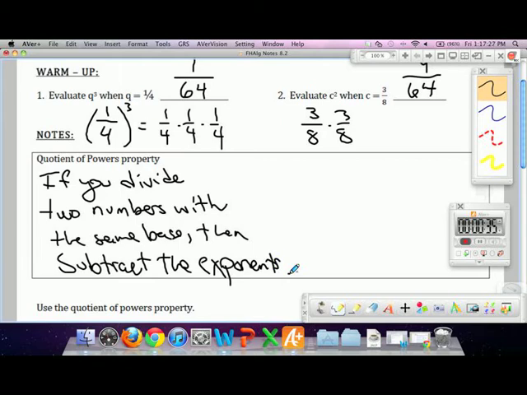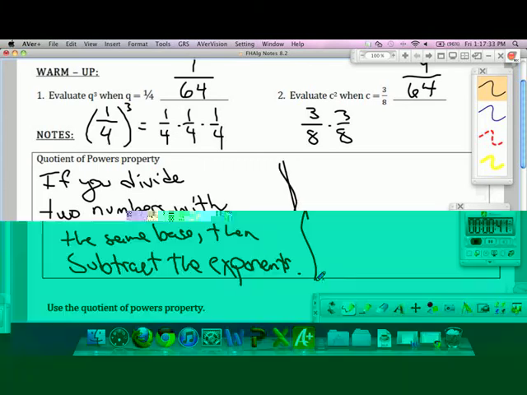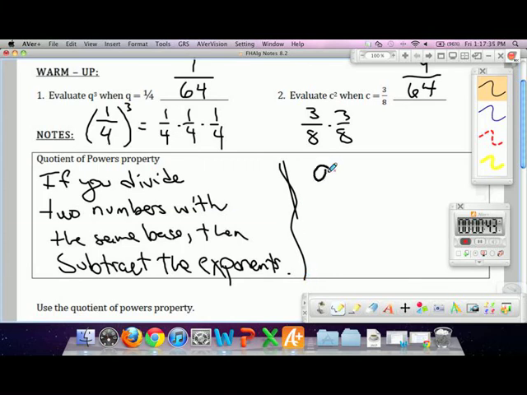In more symbolic terminology, if you had a to the x over a to the y, that's the same as taking that base and taking the top exponent and subtracting the bottom exponent. In symbols, it would look like this, where a is not equal to 0.